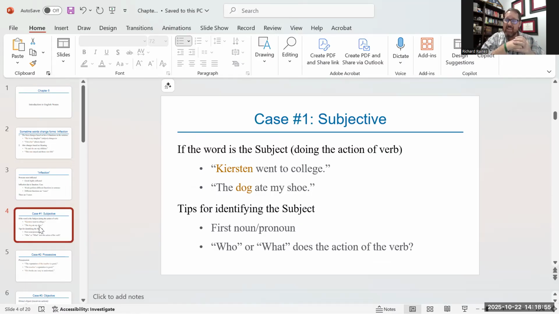So in Greek and in other languages, like Hebrew, the word order is not that important. Based on a prefix or a suffix, a lot of times a suffix, it's going to tell you whether the case is going to be subjective or not. And you'll learn that, don't worry. But in English, typically we identify the subject because it's the first noun in a sentence. So the first case related to inflection would be the subjective case.